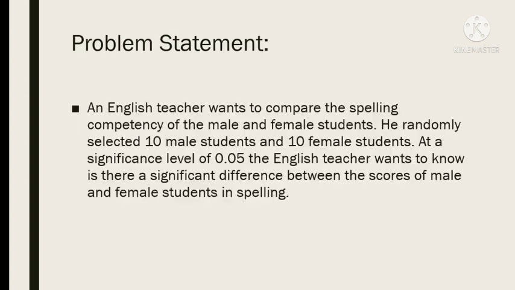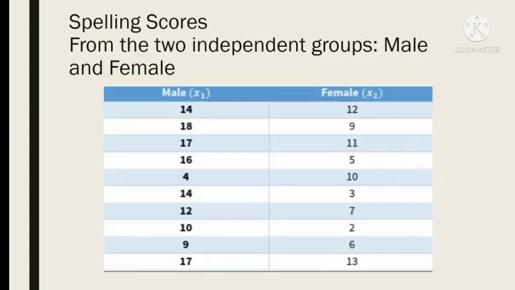Now let's take a look at one example. So here's the problem statement. An English teacher wants to compare the spelling competency of the male and female students. He randomly selected 10 male students and 10 female students. At the significance level of 0.05, the English teacher wants to know if there is a significant difference between the scores of male and female students in spelling. So this is the problem statement that we're going to be solving for. Here are the spelling scores from the two independent groups, the male and female.